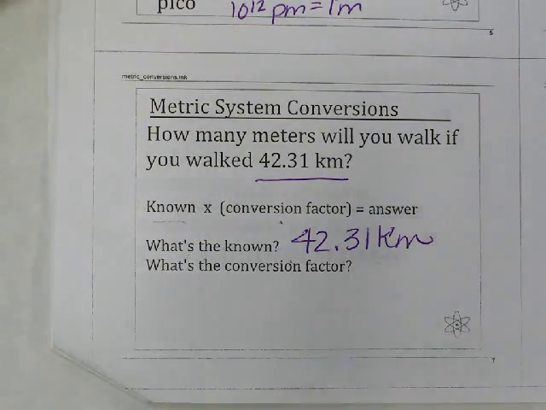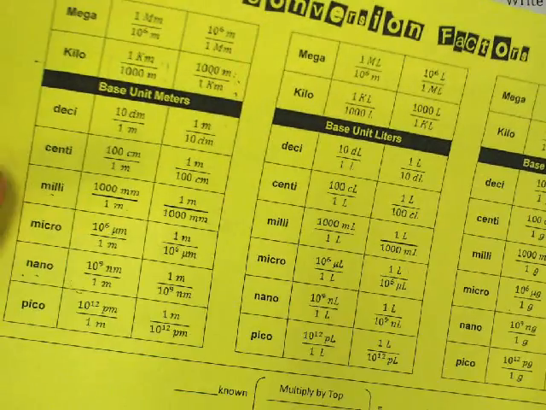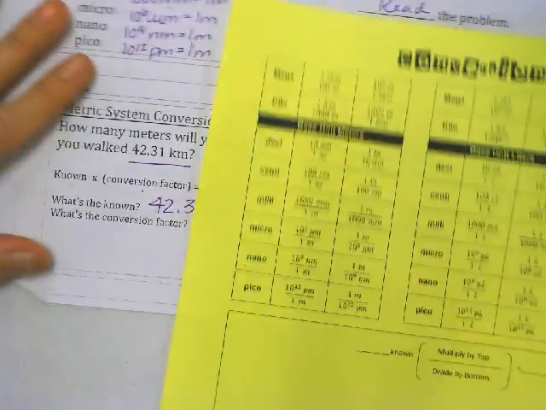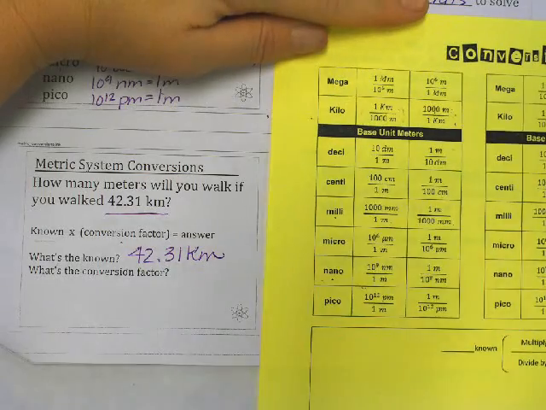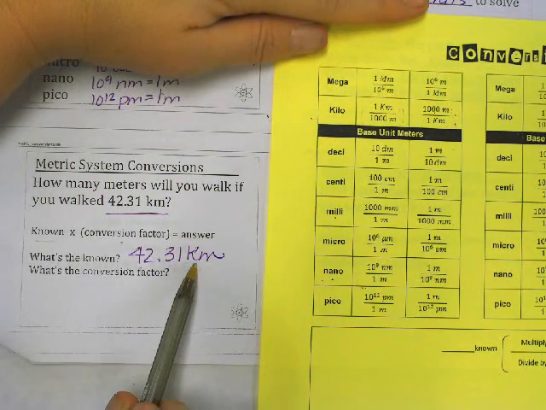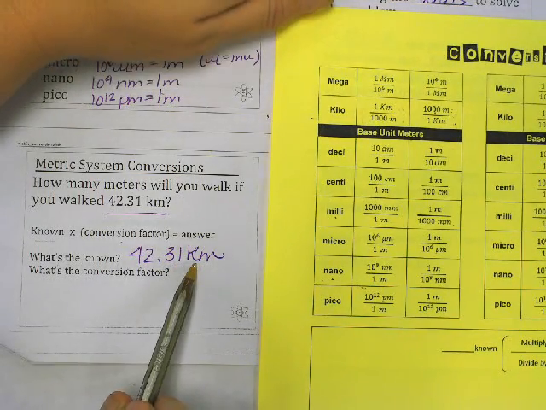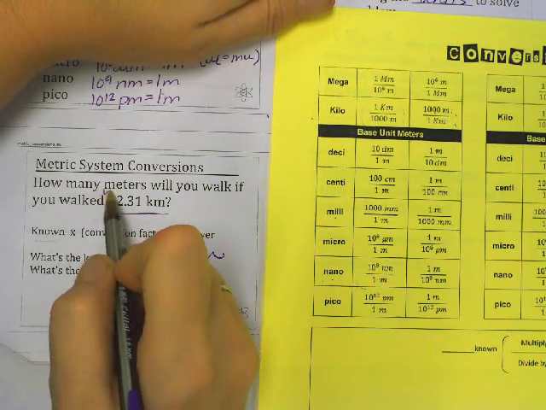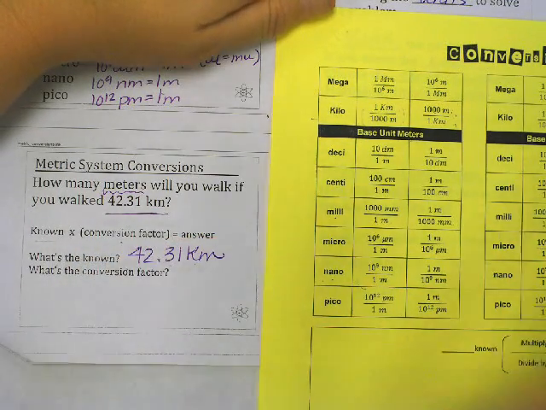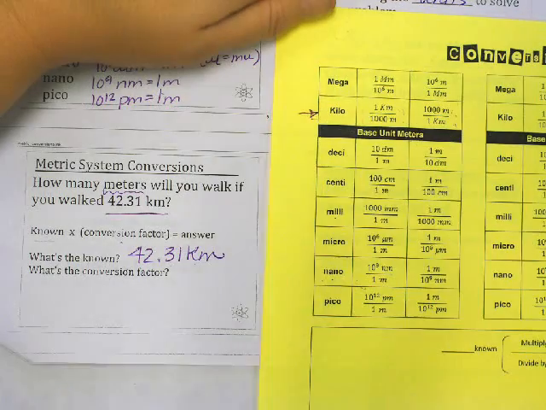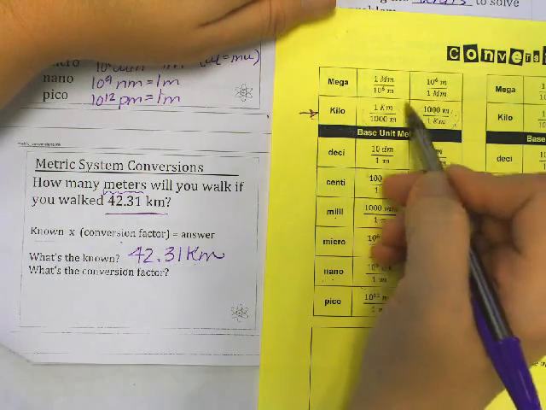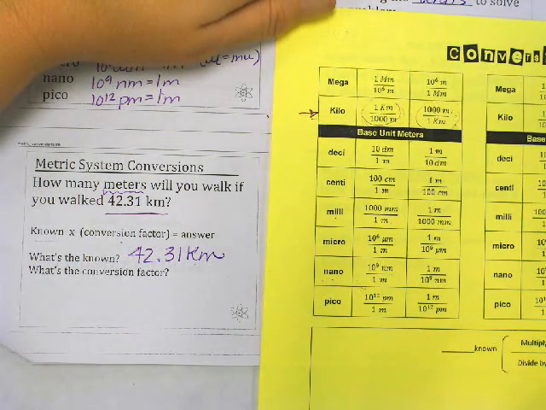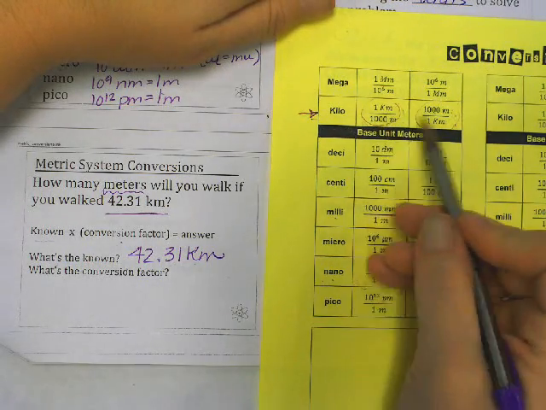Well, this is a little bit trickier. You're going to have to take a look at your conversion chart to see what do I use to solve this problem. So here's my meters table. All right. I know that I'm going from kilometers to meters because it says how many meters. So I go find my kilometers section, and I have to decide which one of these am I going to use to solve this problem. All right? So that's what we're going to identify.